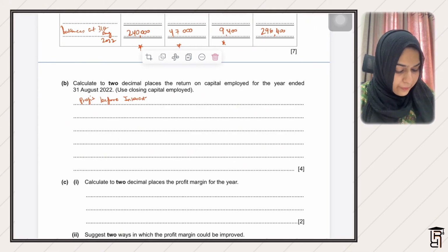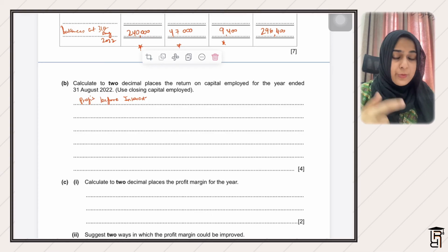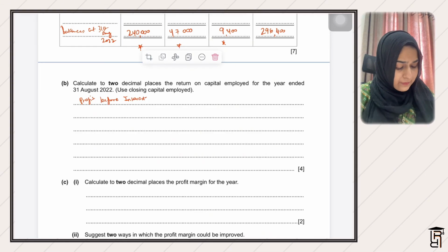So I'll write here profit for the year divided by revenue multiplied by 100. So profit for the year here is 20,000 because 3,000 was the interest expense. So profit before interest minus 3,000, that is interest expense, then gives you 20,000. You divide this by revenue 310,000 and you multiply this by 100, you get 6.45%. That is my profit margin.